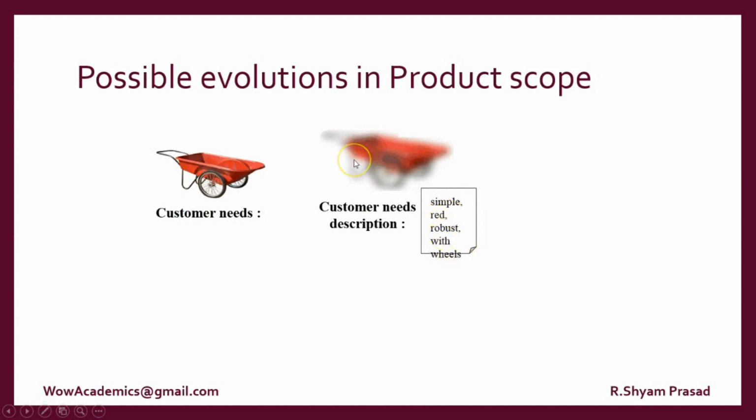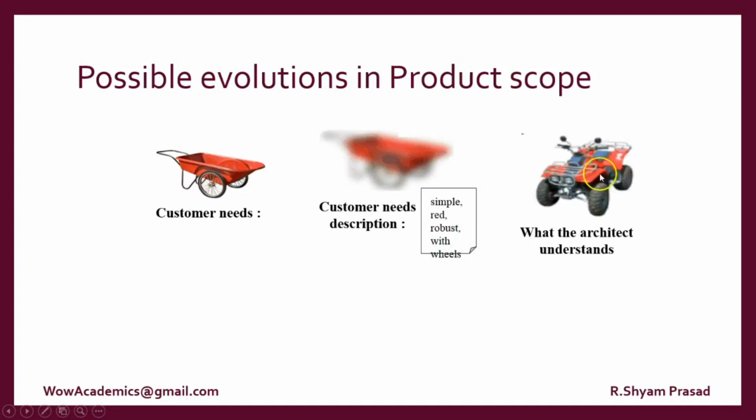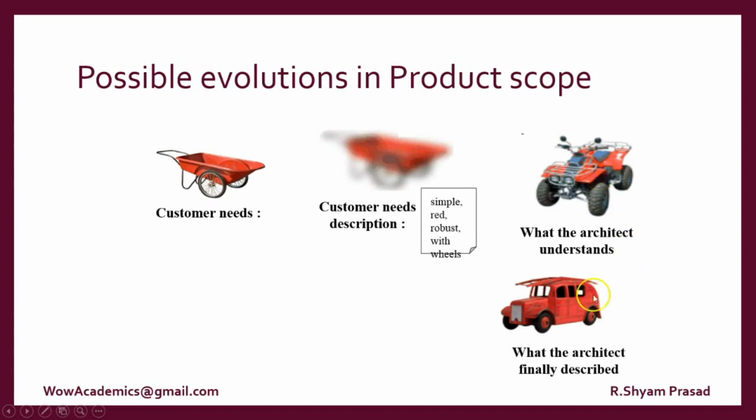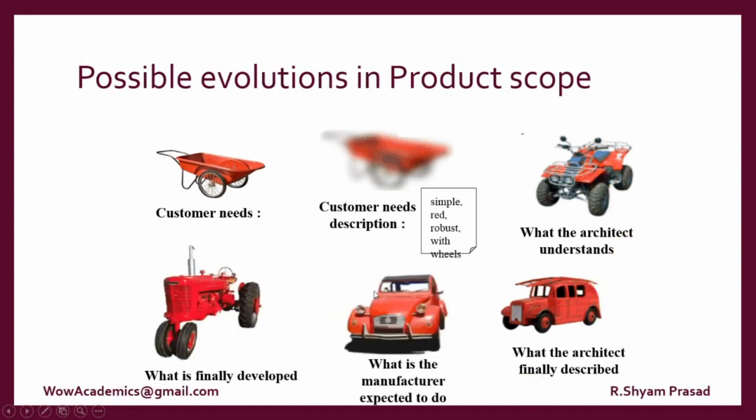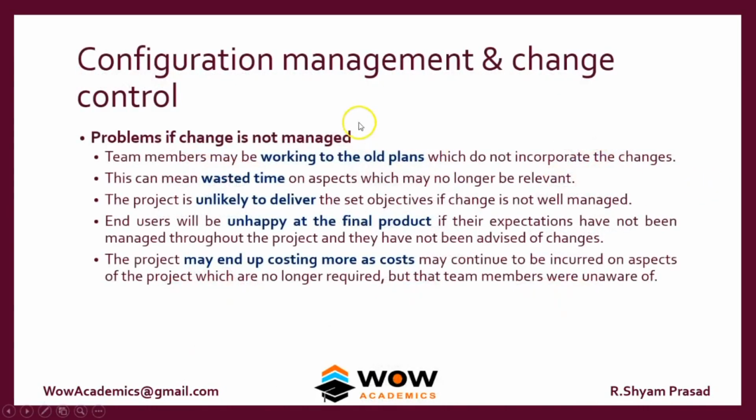But there are various people who are working in a project. So what they will understand can be like this, or this, or like this, or even like this. So the way they understand is way different. All people working in a project should be very clear about what the customer's needs are and what they are working for. And for that, configuration management and change management helps.